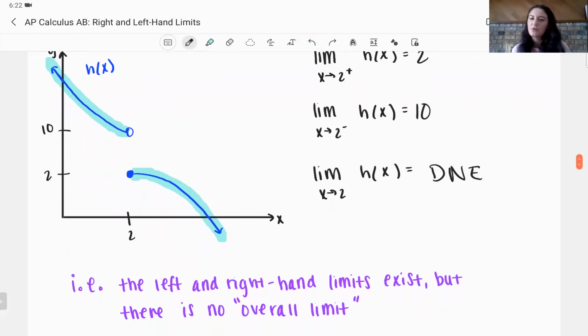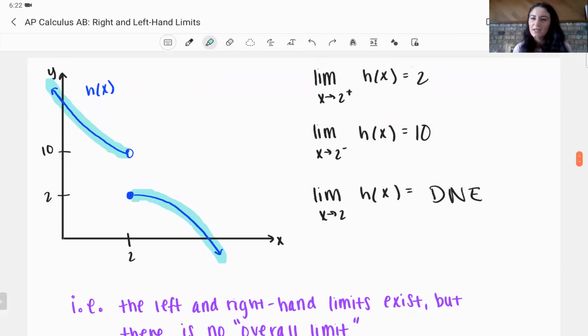And then I also want to make a note, this term overall limit that I'm using to refer to this, that's not a technical math term. That's kind of just a term I use because I think it makes sense, but just know that if you go looking for that term in a textbook, you might not find it.